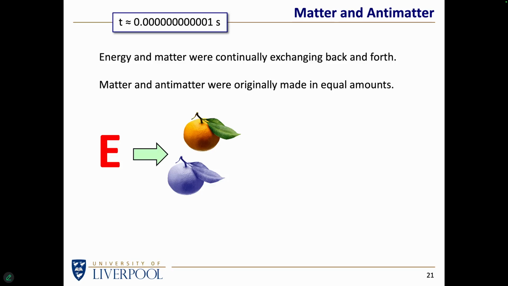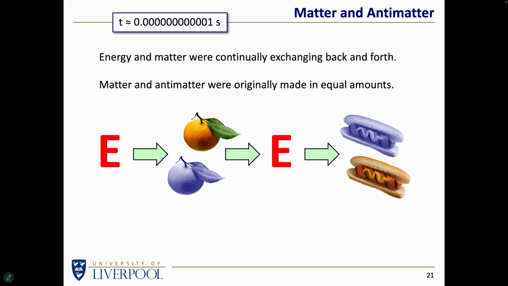antimatter particles are going to annihilate with each other, and that produces energy. And that energy can be used to make another particle and antiparticle. Not necessarily the same ones again. It could make something completely different. Probably not a hot dog and an anti-hot dog. It's going to make another matter particle and its antimatter equivalent. Backwards and forwards. Energy changes into matter, matter changes into energy. Back and forth.